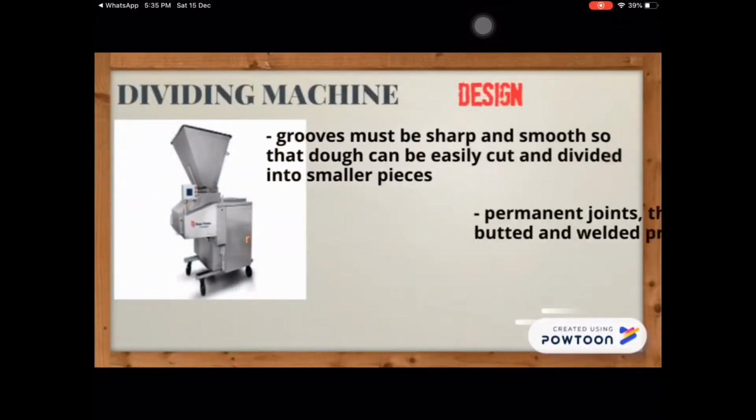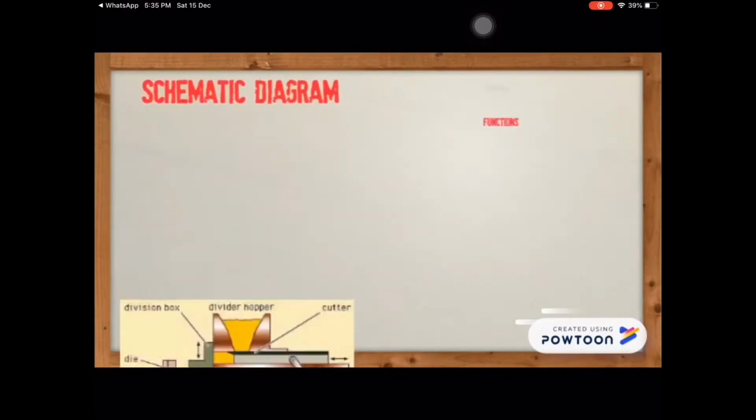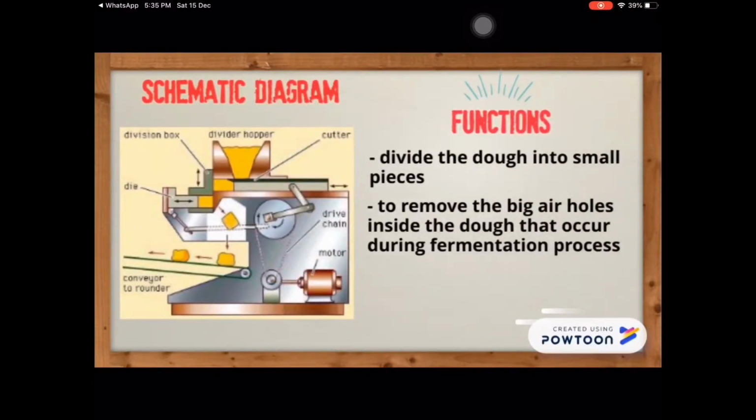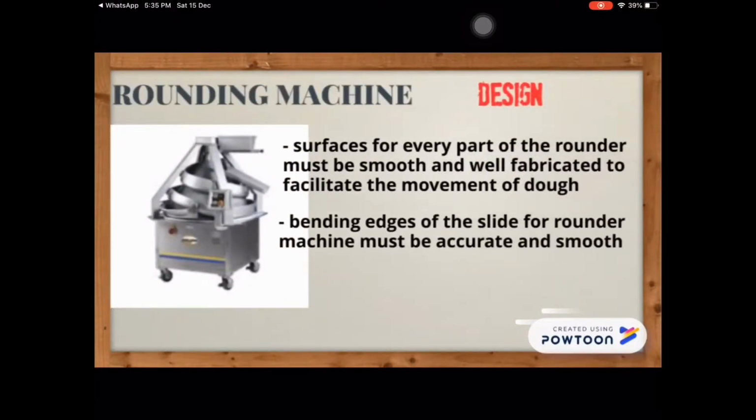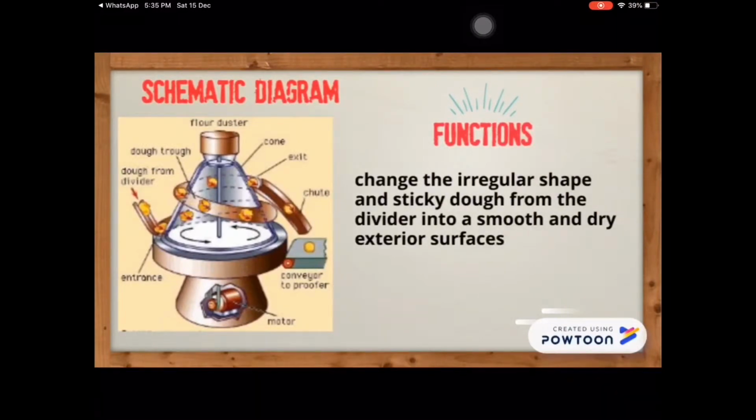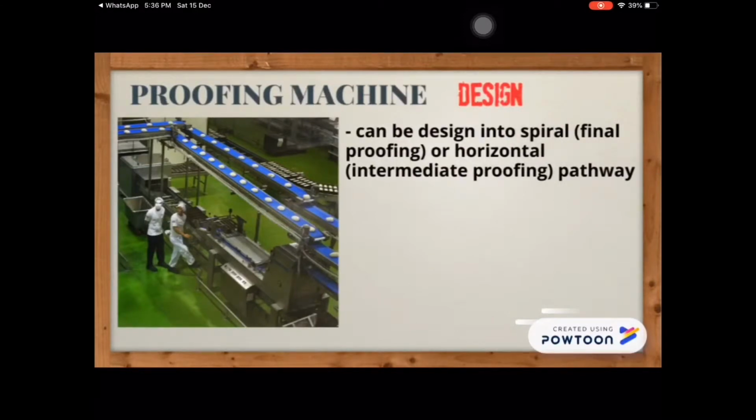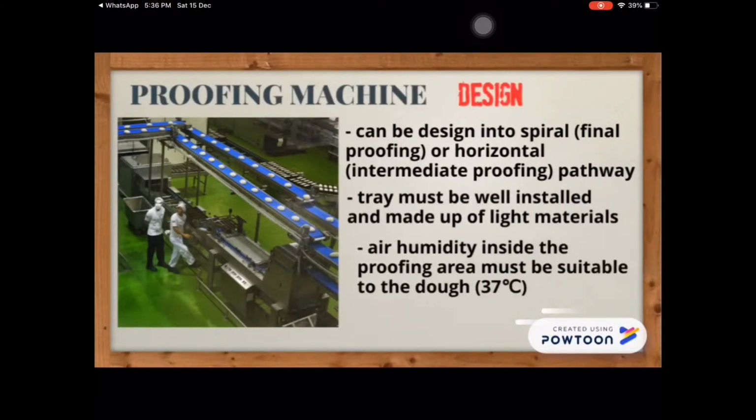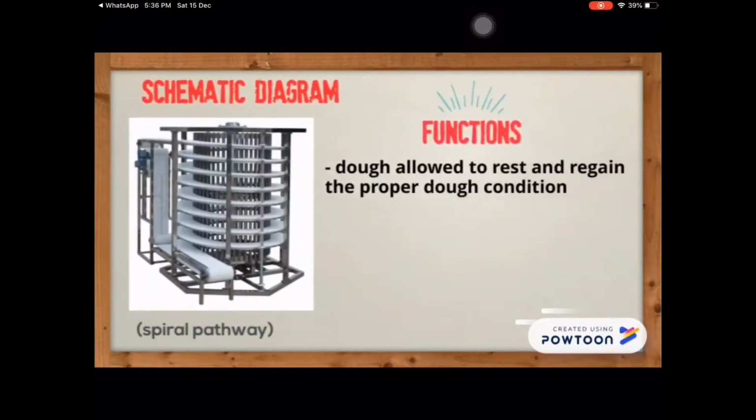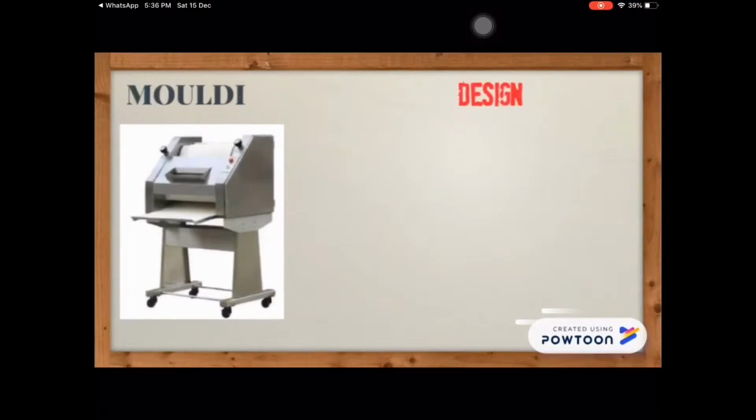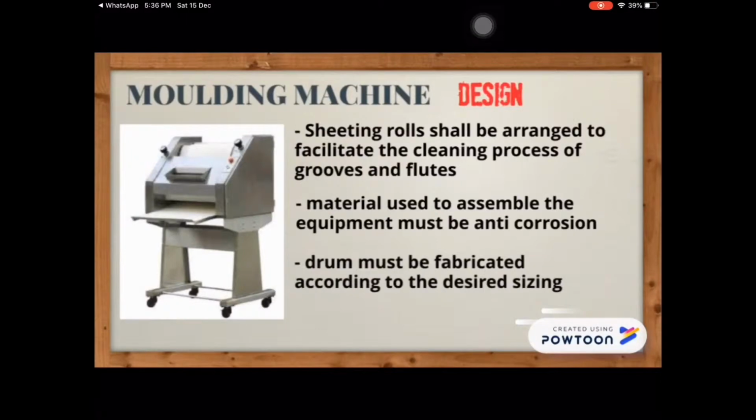Dividing machine is the machine that is used during the dividing process. Dough is divided into small pieces. Rounding machine is being used during the rounding process. Outer surfaces of dough become smooth. During the proofing process, the dough is allowed to rest and regain the proper condition before proceeding to the baking process. Molding machine is responsible for changing the dough shape into a cylinder.